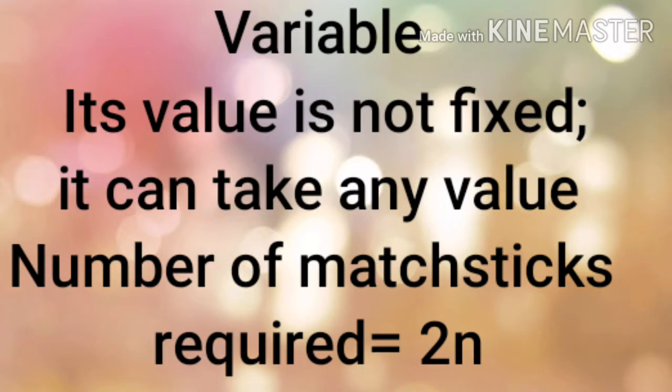So in algebra, the first concept is the variable. What is a variable? A variable is something that can vary, that is, it can change. The value of the variable is not fixed, it can take different values. We can represent a variable by small alphabets. Out of the 26 letters, you can represent a variable by any letter.